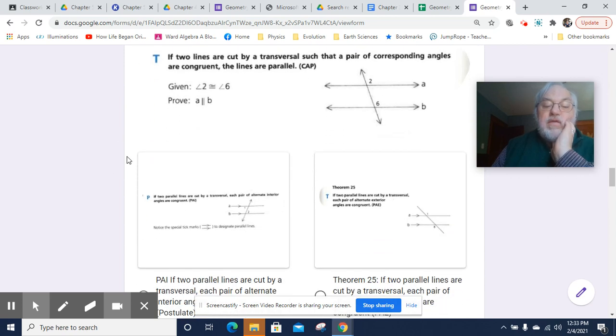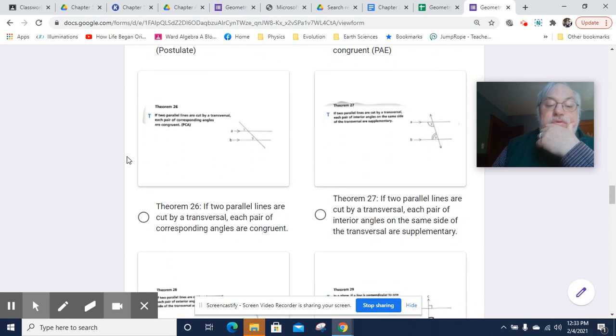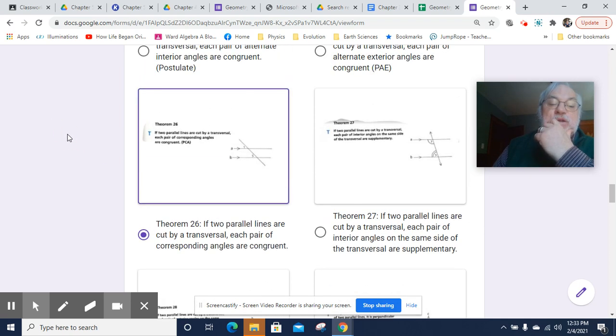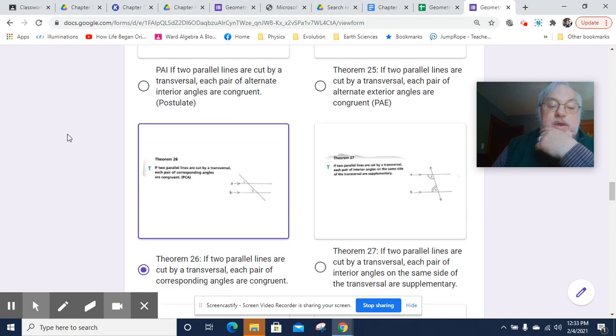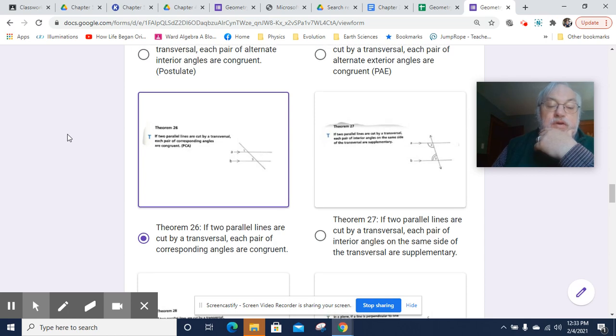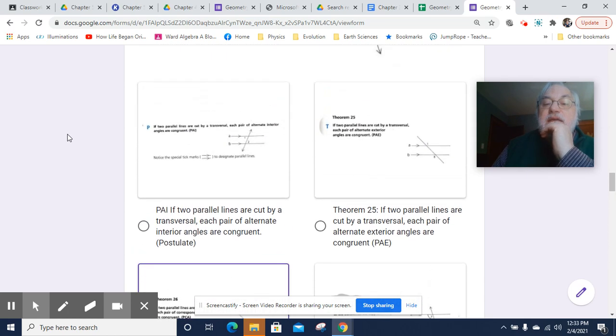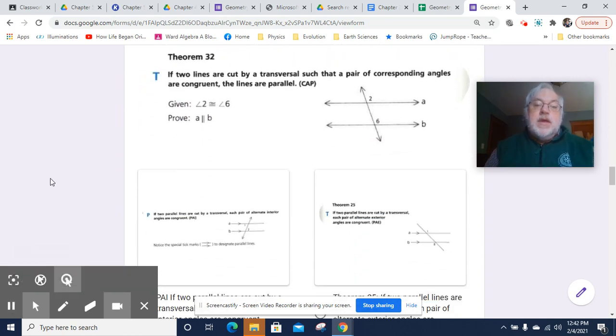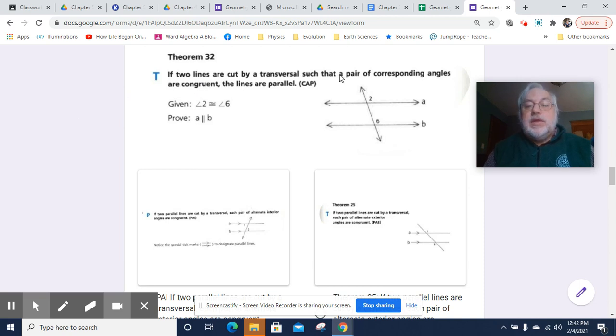All right, so then let's look for a theorem that has to do with corresponding angles being congruent. So Theorem 26 says if two parallel lines are cut by a transversal, each pair of corresponding angles are congruent. That seems like the one. So we know that we've got corresponding angles that are congruent. We reverse that statement and then that leads to those two lines being parallel.